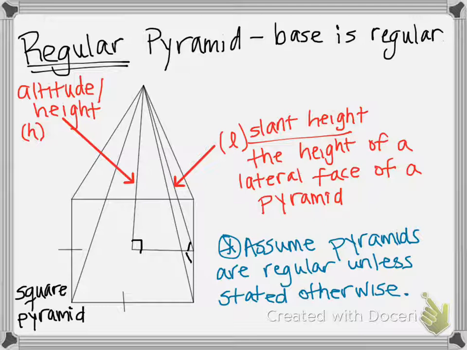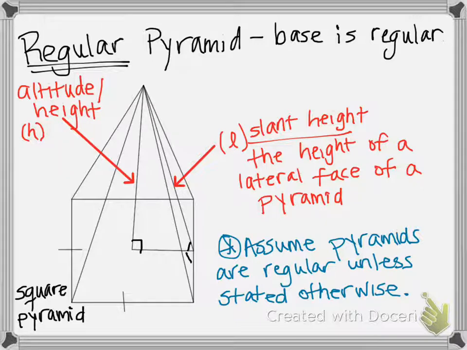So here's a couple other words that you'll need to know when it comes to pyramids. First of all is the altitude or height. We talked about altitudes with prisms, but it's the same thing here. From the vertex at the top to the base at the bottom, it'll make a perpendicular line. And that is the altitude. But the length of that altitude we call the height, and we can abbreviate it with just an H.